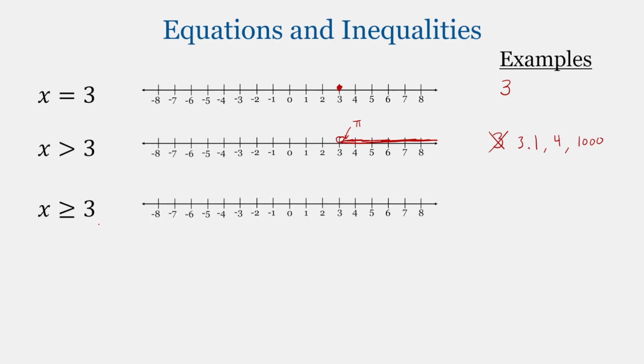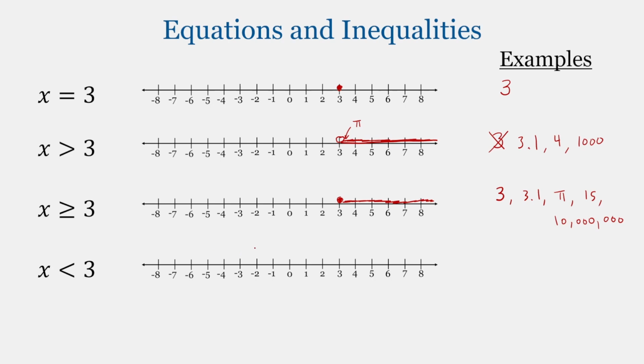So x greater than or equal to 3? Well, now we're going to include the number 3. So number 3 is in this set of numbers. And so are all the numbers bigger than 3. So once again, we have 3.1. We still have pi. We have 15. And we have 10 million. Every number bigger than 3 or equal to 3.